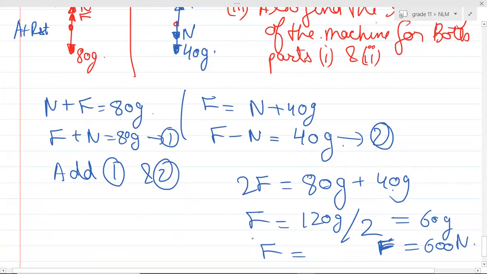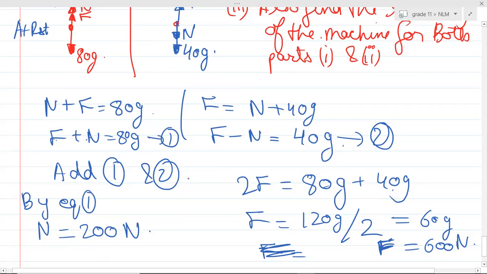Acha, what will be the value of N for part 3 we need to do, no? What will be the value of N? N will be 200. Can you see if I put 60G over here, 60G over here. So see, N will be 20G. 20G is 200 Newton. So this is how you solve this type of question. Any doubt? And I think you can do the next one as well.